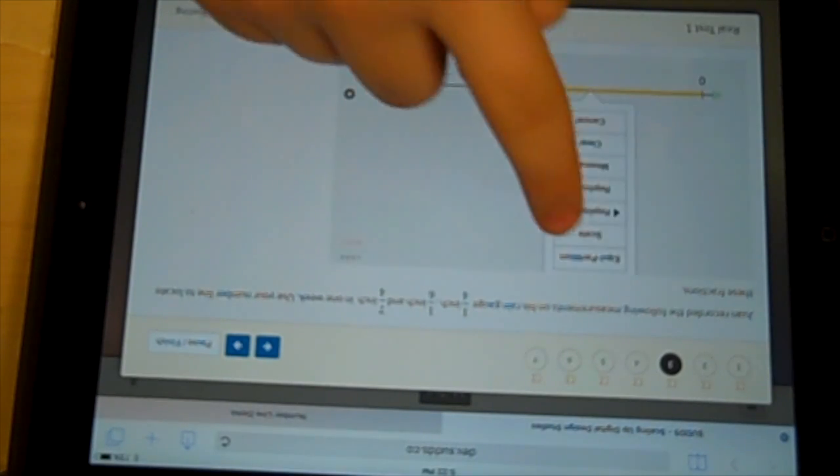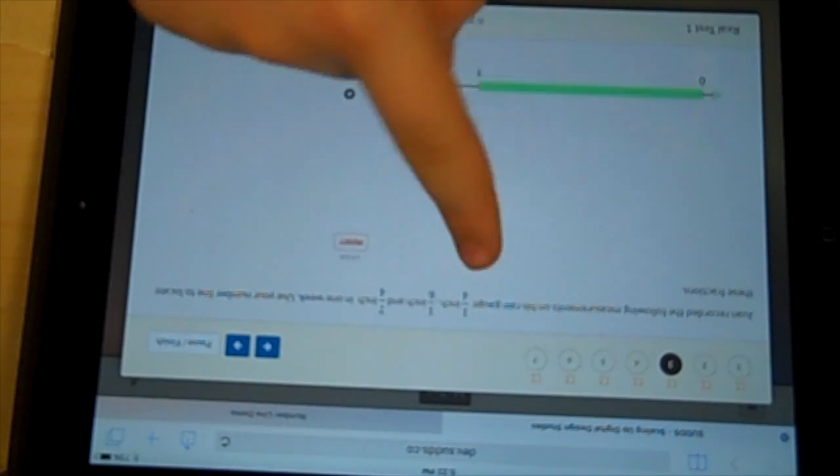Juan recorded the following measurements on his rain gauge: 1/4 of an inch, 1/6 of an inch, and 7/4 of an inch in 1 week. Use your number line to locate these fractions. So first I would probably do equal partitions of 4 because that's the first number. And since it's 1/4, I would go to the first and say that's 1 of 4. So then I would put 1/4 and boom.